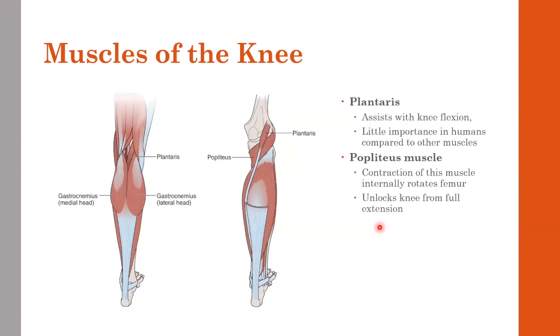Now, a couple more deeper muscles of note will be our plantaris and our popliteus muscle. Our plantaris muscle assists with knee flexion, but is of little importance as far as really contributing to that action. Our popliteus muscle is the muscle most important in unlocking the knee, especially once our knee is in that full locked out knee extension position. So from that position, our popliteus muscle will contract. It will cause that tibia to internally rotate and begin the process of knee flexion.